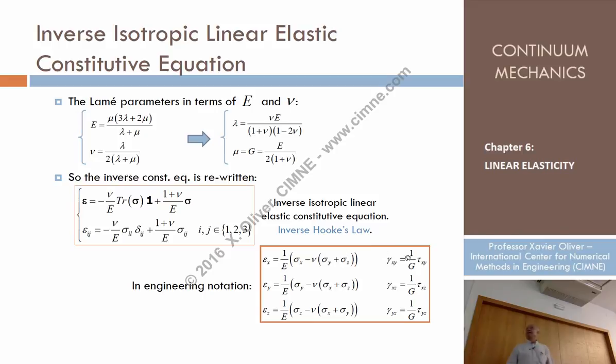What about the tangential strains? When I put here the tangential strains epsilon xy, epsilon yz, epsilon xz, by the way, you remember that they can be related to the engineering strains, what we call the angular strains, right? That were twice these strains, okay? So the engineering strains, gamma xy, gamma xz, gamma yz, turn out to be just 1 over G, the shear modulus, times tau xy, tau xz, or tau yz.